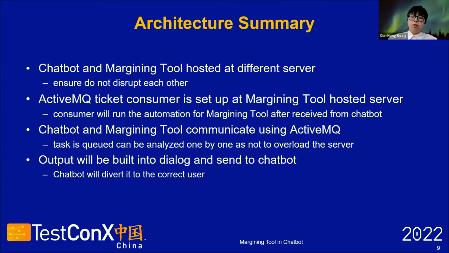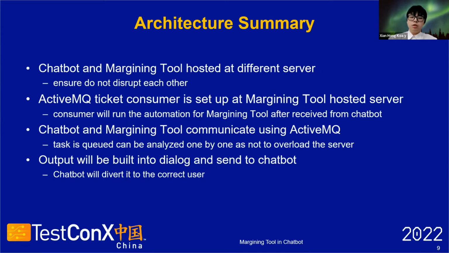So since we set up the two servers, how do they communicate? In our case, they communicate using a message queue known as ActiveMQ. Why do we use a message queue like ActiveMQ? This is because by setting it this way, we can queue the tasks one by one so as not to overload the hosting server for the margining tool.